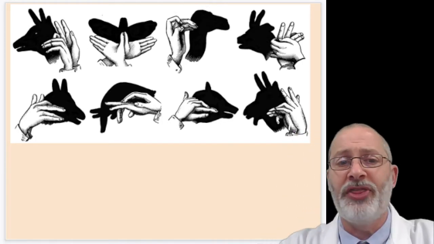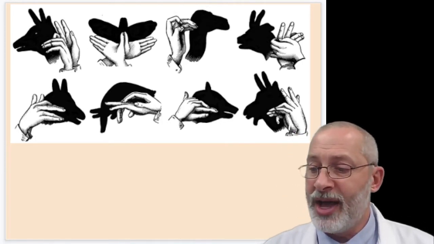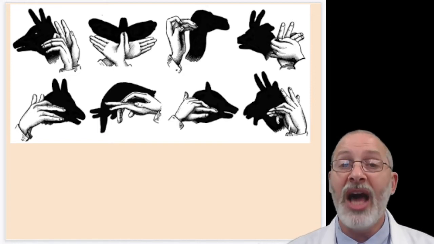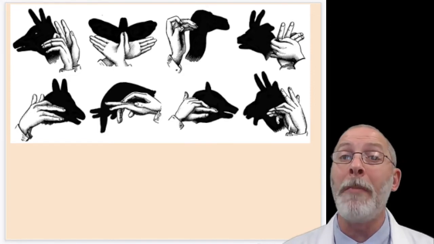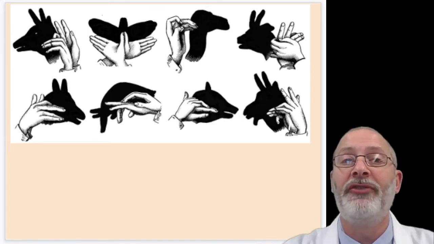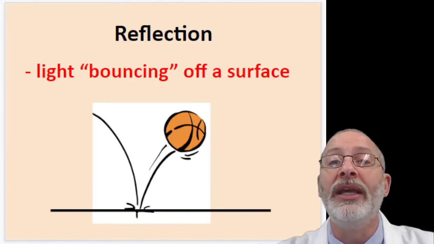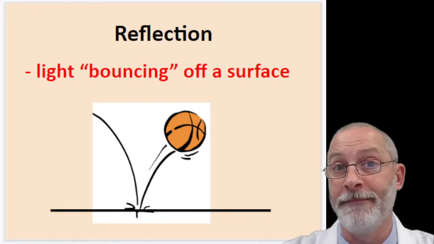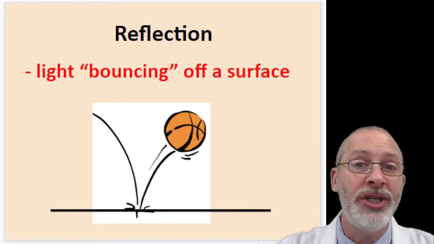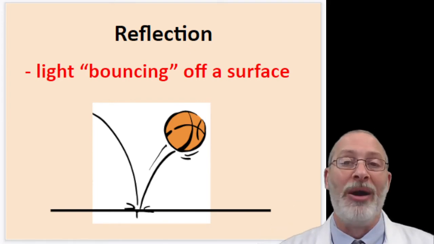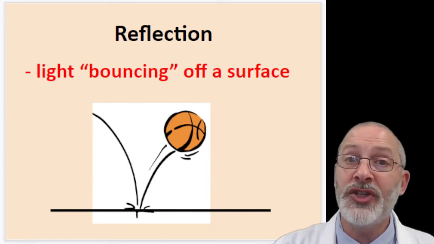Now, I want you to think about that in the context of light, because light can also bounce off surfaces. And when light does it, we call it reflection. The reflection of light is light bouncing off a surface.